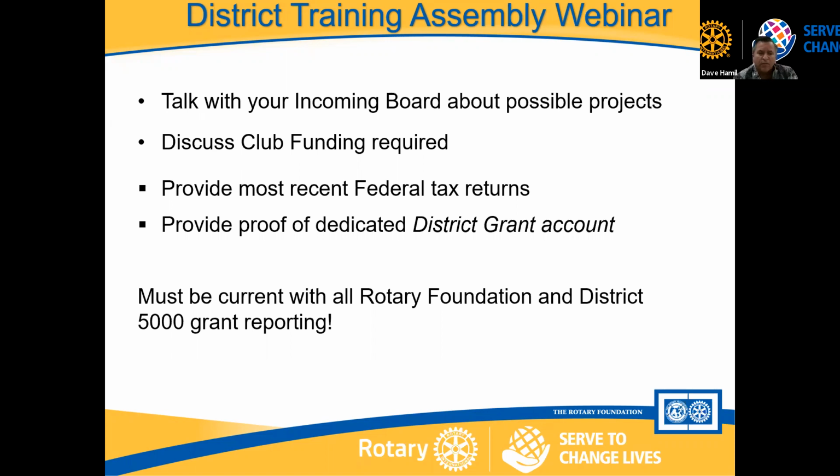What is the club funding that's going to be required? Then again, the federal tax returns, that would be for your most recently completed fiscal year or Rotary year, because we don't have them for the current year yet. And then also what's required is the proof that you have a separate checking account to handle the district grants. And again, you also do need to be current with all of your reporting. So if there are any old final reports for grants that are outstanding, that will disqualify you.